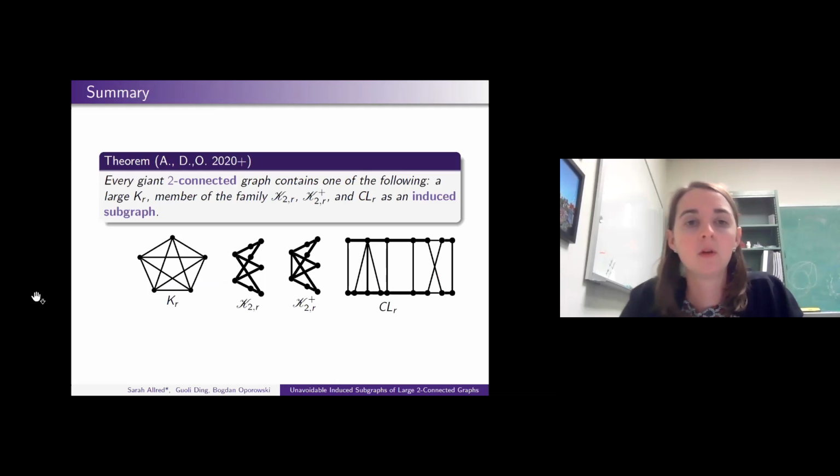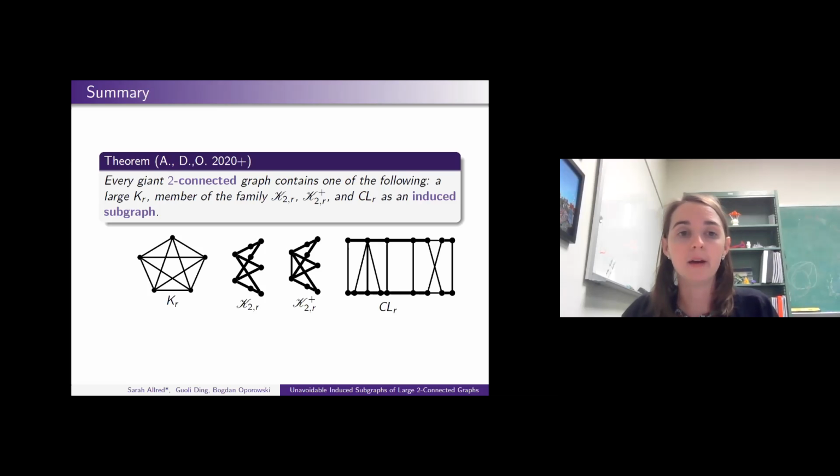Okay. So as a reminder, it's been a while. The theorem that we prove is that every giant 2-connected graph contains one of the following: a large complete graph, a member of the family K2R, K2R plus, or a clean ladder as an induced subgraph. And we took an approach, either the graph has a really long path or it doesn't, and followed our trails kind of based on those 2 things.